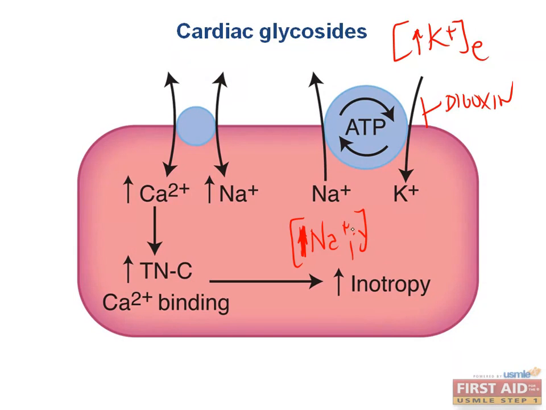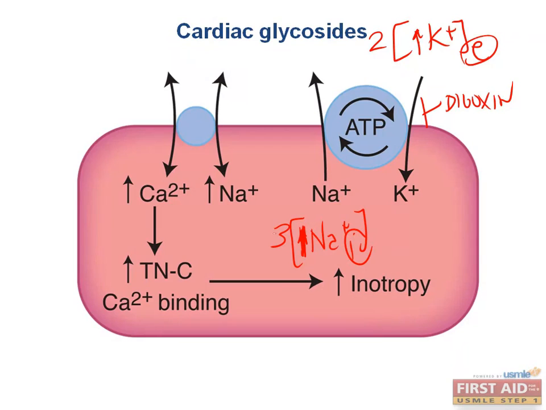So I denotes intracellular and E denotes extracellular. So we end up keeping the sodium inside the cell and the potassium out. This gives us an overall net positive charge on the inside of the cell because we keep 3 sodiums in and 2 potassiums out.